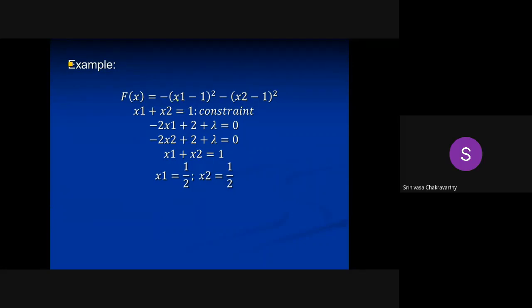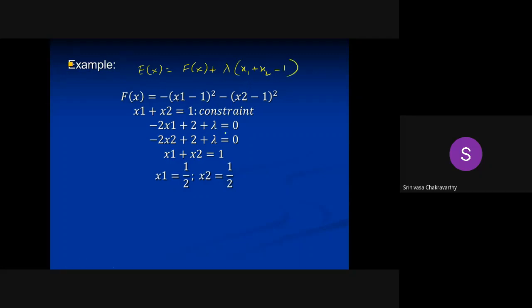So I have f of x equal to minus (x1 minus 1) whole square minus (x2 minus 1) whole square. So you can obviously see that without any constraint, the solution is simply 1 and 1. Okay, so it has a maximum at that point, 1, 1. But now I have a constraint, x1 plus x2 equal to 1. So what do we do? So I have to take the augmented function E of x equal to f of x plus lambda into (x1 plus x2 minus 1).